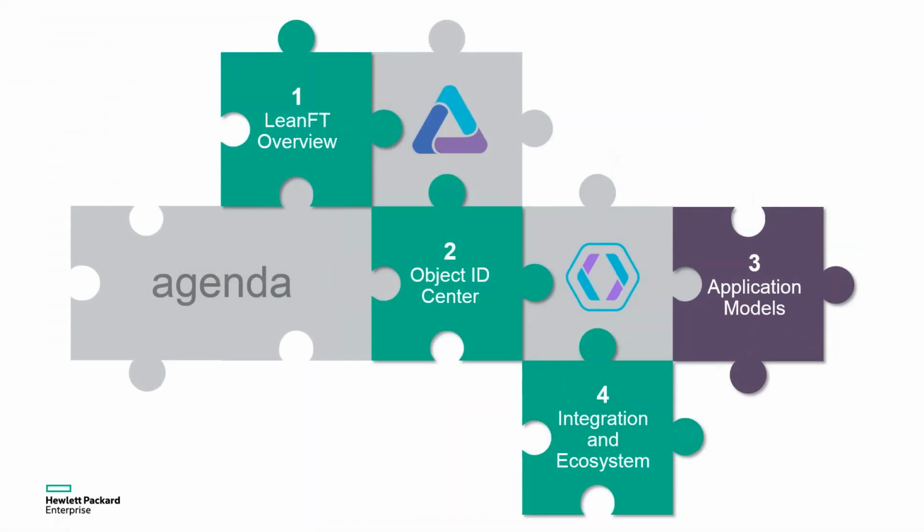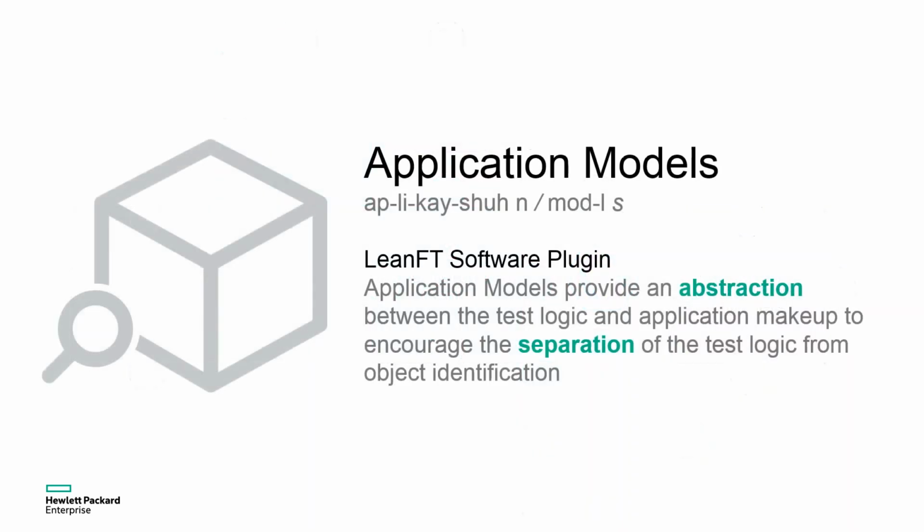So the next part here is to be able to start to build application models. And the point of an application model is really to segregate the code that you're writing from those particular objects that you're working with.